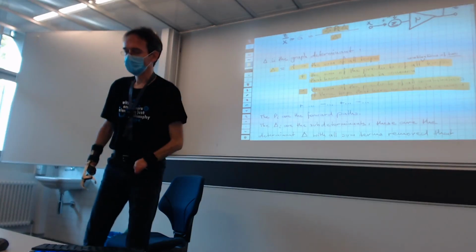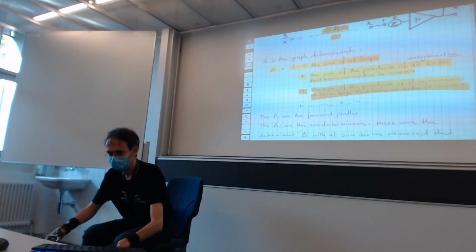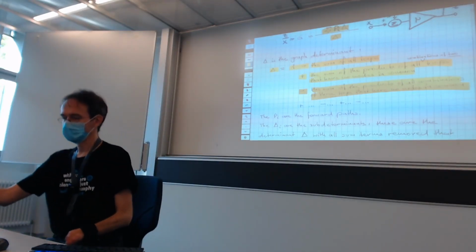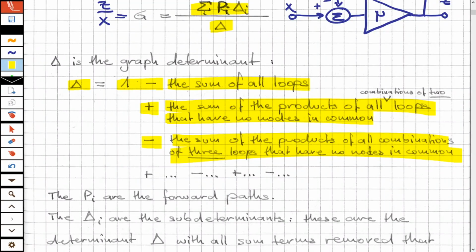The pi are the forward paths, and the delta i are the subdeterminants here. So the forward paths are also quite easy. You check how you go from the input to the output. I will make an example in one minute.